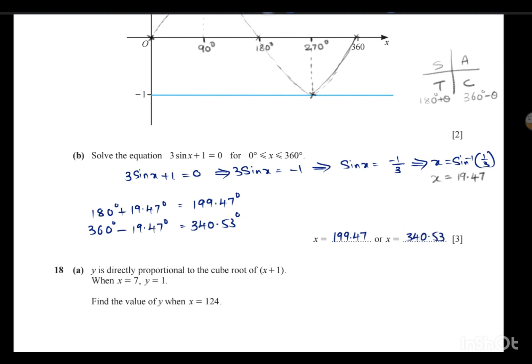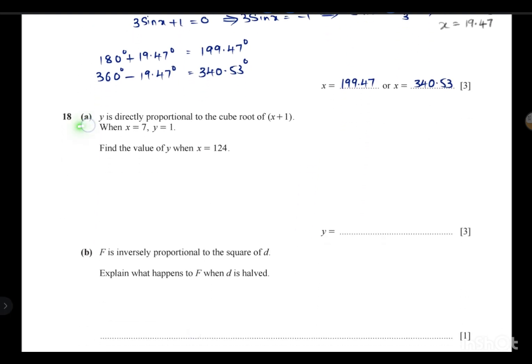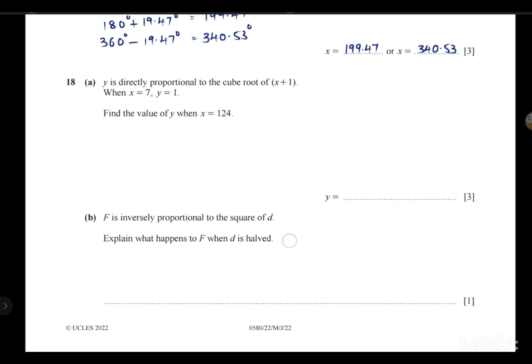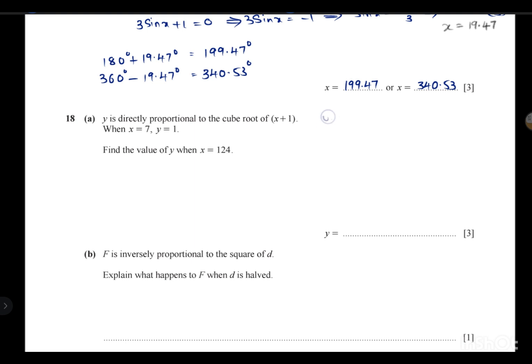Question number 18. A. Y is directly proportional to the cube root of x plus 1. When x is equal to 7, y is equal to 1. Find the value of y when x is equal to 121. So this is a proportionality question. Y is directly proportional to the cube root of x plus 1.